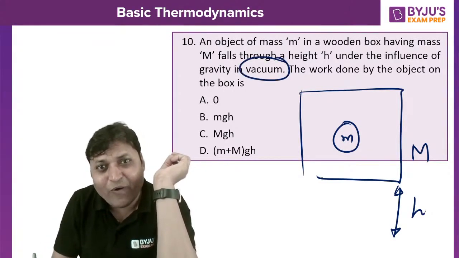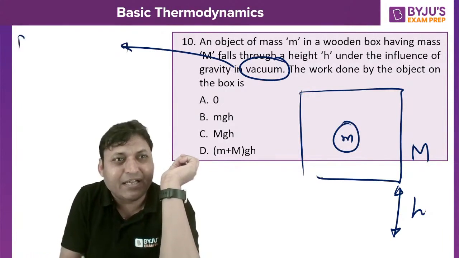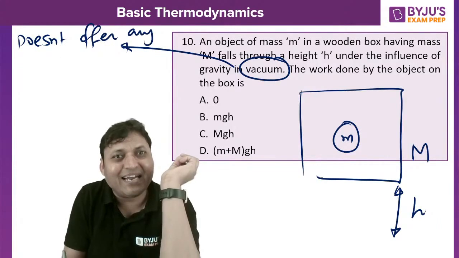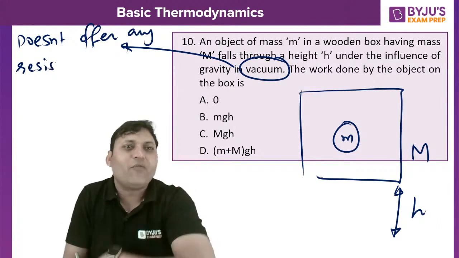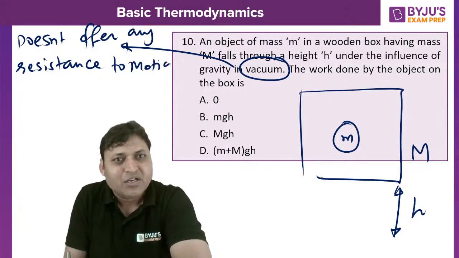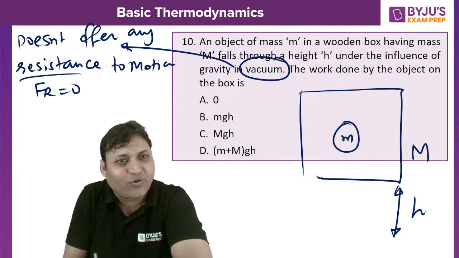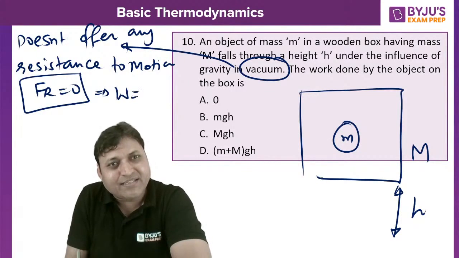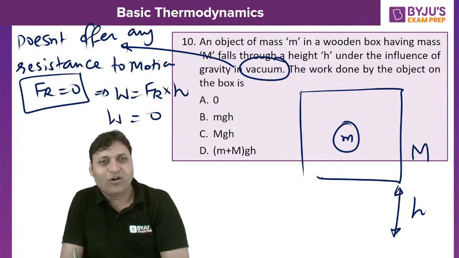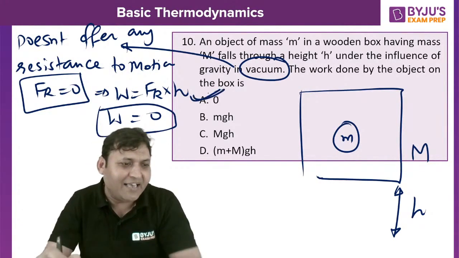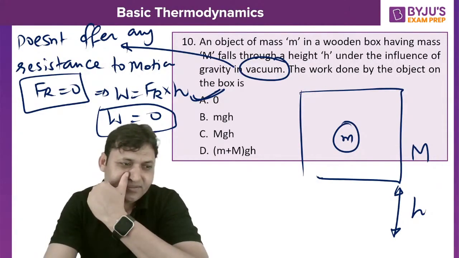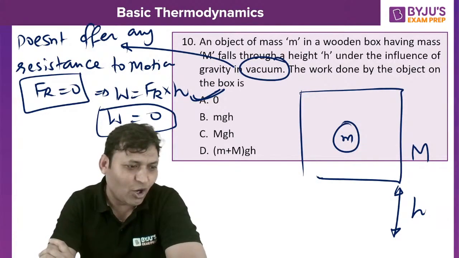because it is in vacuum and vacuum does not offer any resistance to motion. So the resistance force is equal to 0 and work is equal to force into perpendicular distance. So the work done will also be 0. Option A is the correct answer. Question number 10, it is option A.